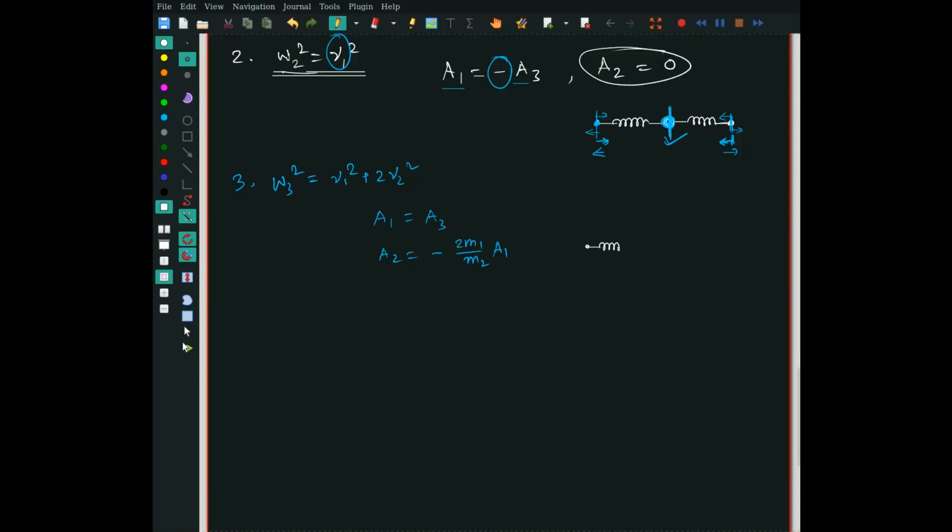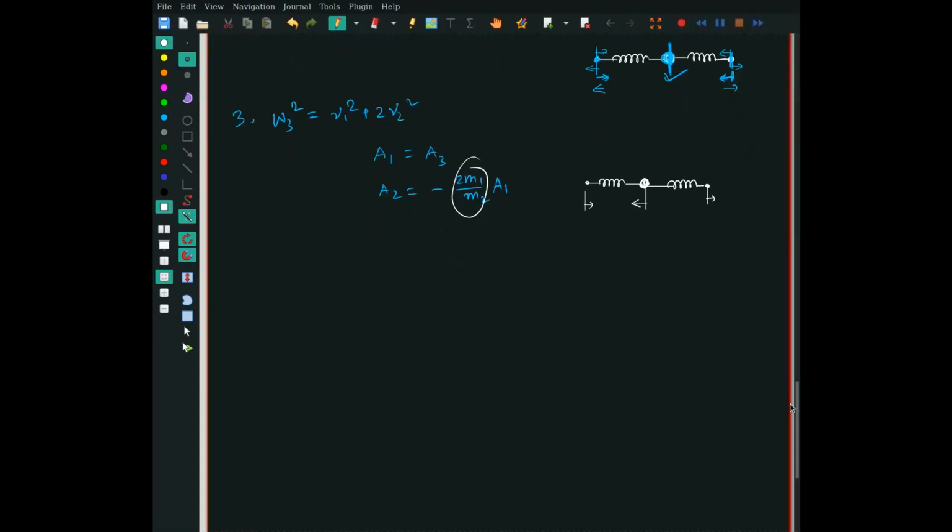Okay. So this means that if the end atoms move in this direction, then the central atom will move in the opposite direction with the ratio determined by the masses of those things. Okay. So it's difficult to interpret, but this is another eigenmode of vibration. So these are the three normal modes of vibration.